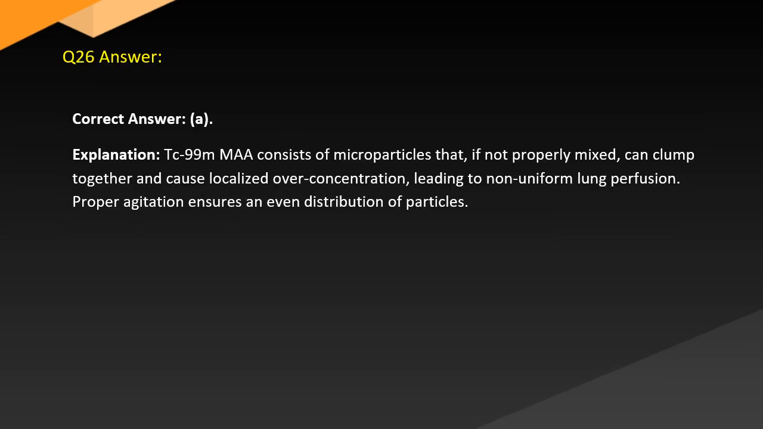Answer. Correct answer: A. Explanation. Tc-99m MAA consists of microparticles that, if not properly mixed, can clump together and cause localized overconcentration, leading to non-uniform lung perfusion. Proper agitation ensures an even distribution of particles.